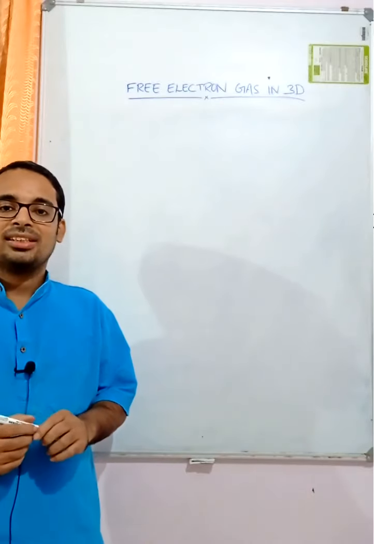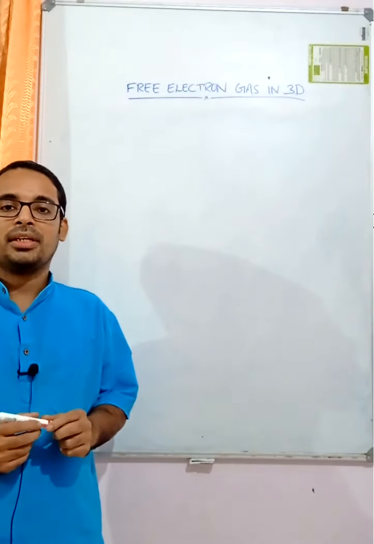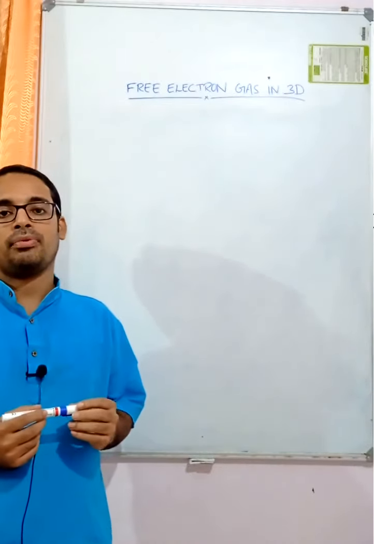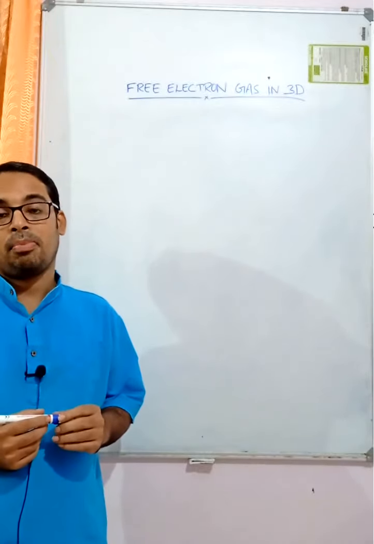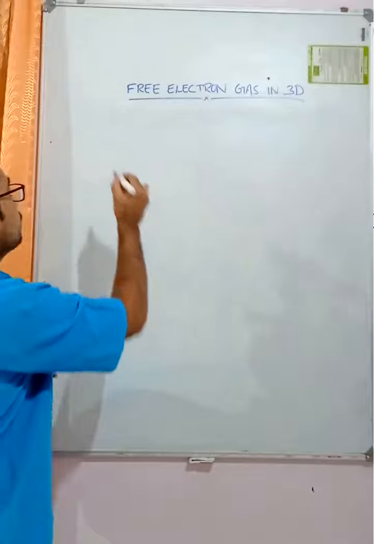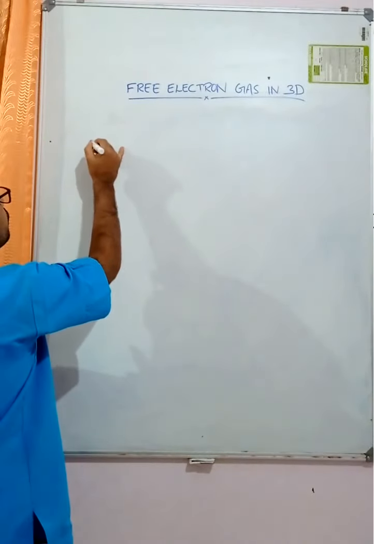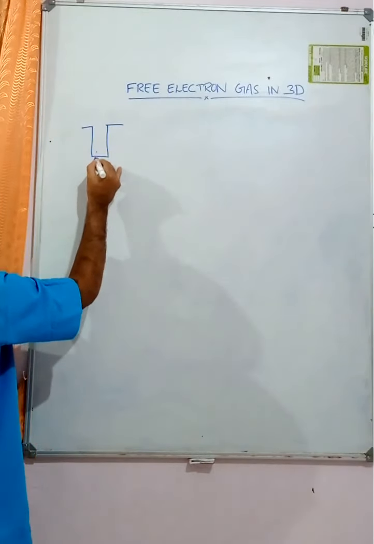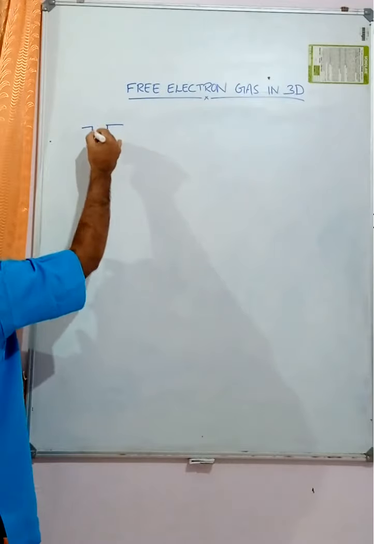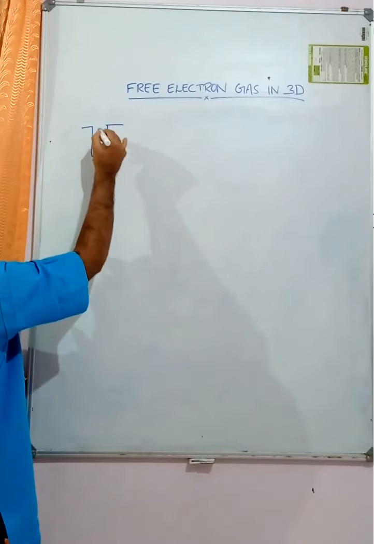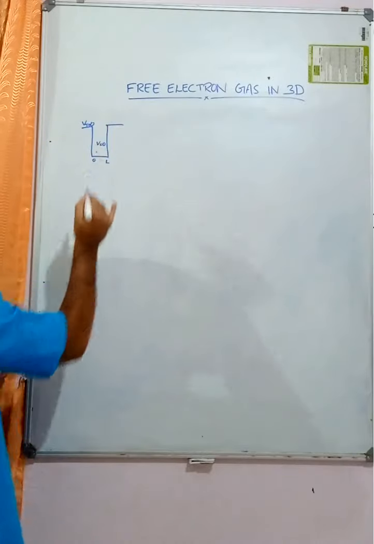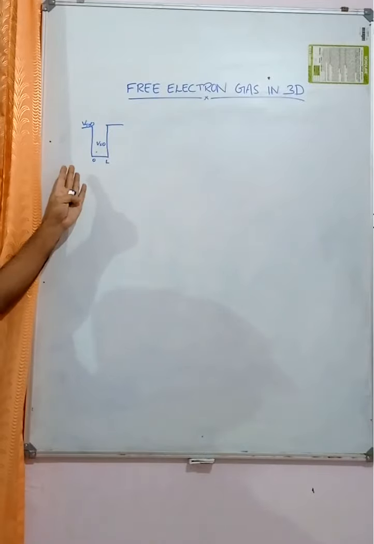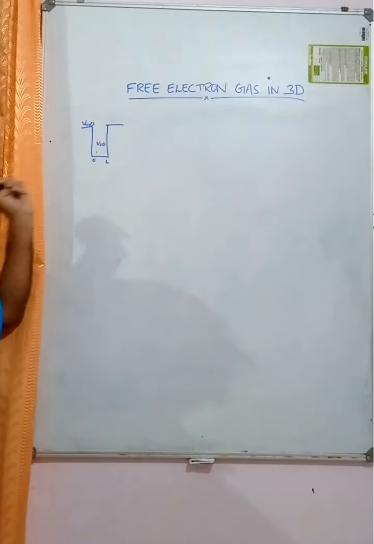Hello everyone. In the previous class we considered the free electron gas as a one-dimensional problem, where we consider the flow of electrons confined in a particle-in-a-box kind of problem. This is the electron inside this box of length L, from 0 to L, and the potential inside this box is V equal to 0, and outside the box the potential is infinity, so that the particle will always be inside the box. So the probability will be 1 if we consider within the length 0 to L.